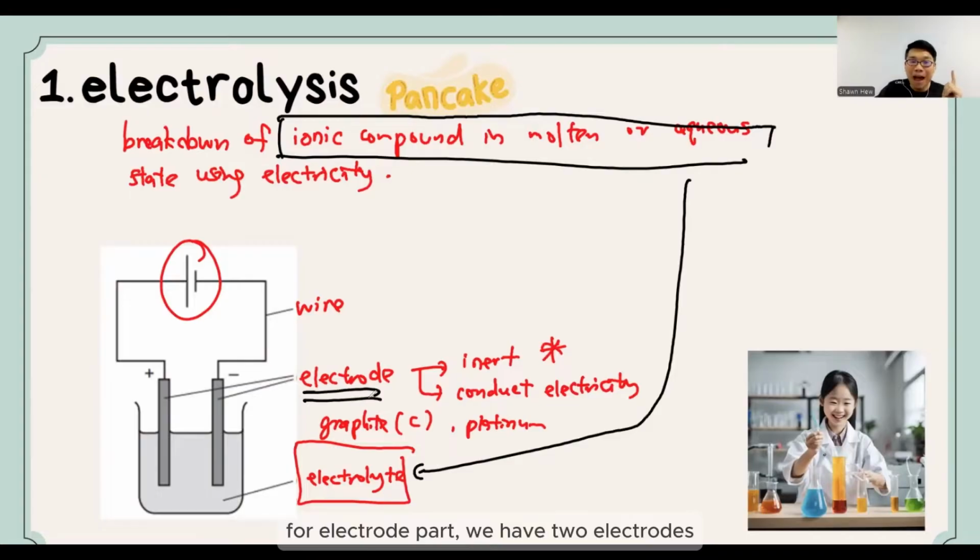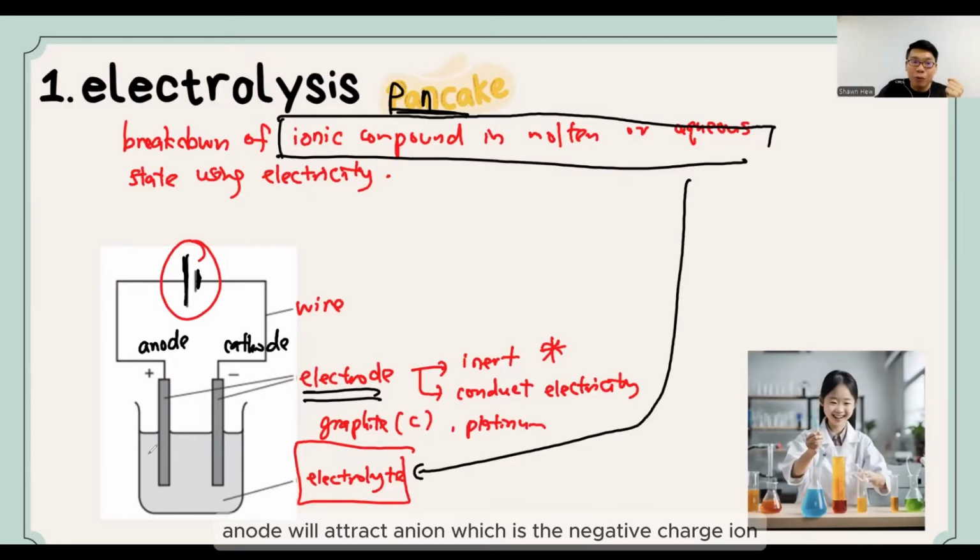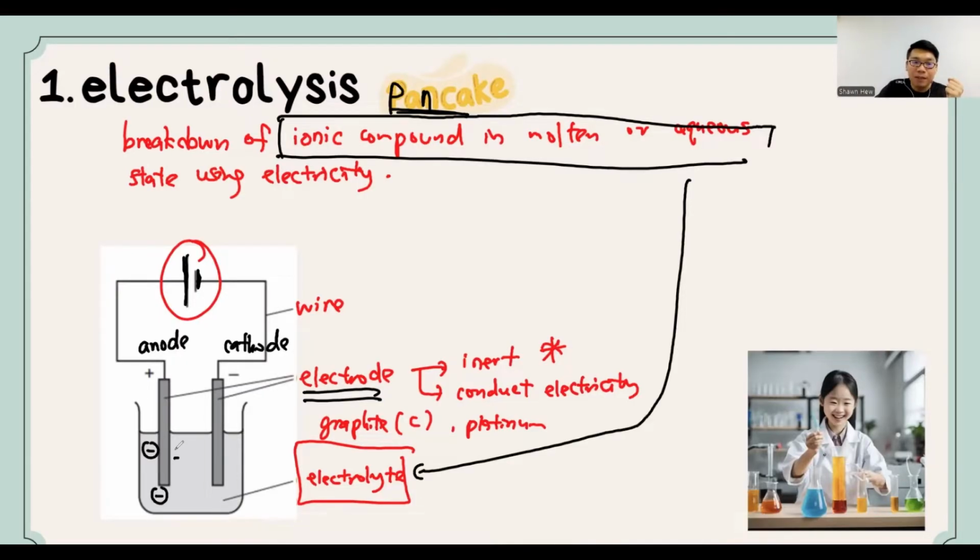For the electrode part, we have two electrodes, one attached to the positive of the battery, one to the negative. If it is attached to the positive, it's the anode. If it's attached to the negative, then it's the cathode. The anode will attract anions, which are the negatively charged ions. The cathode will attract cations, which are the positively charged ions.